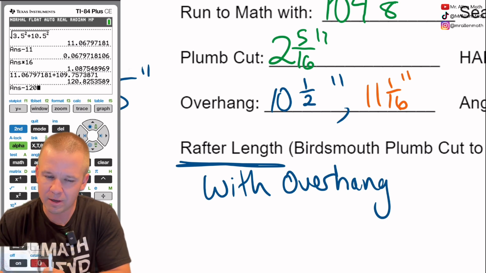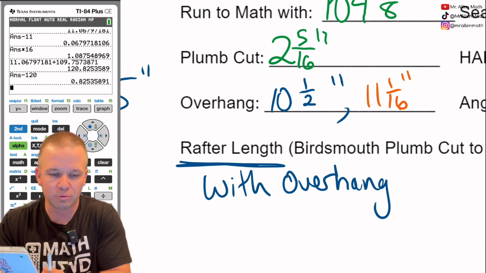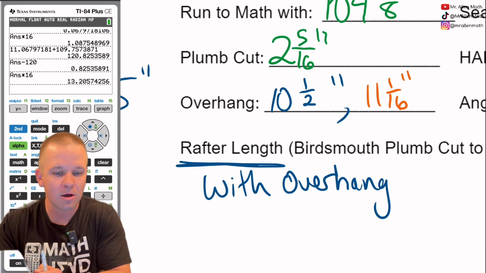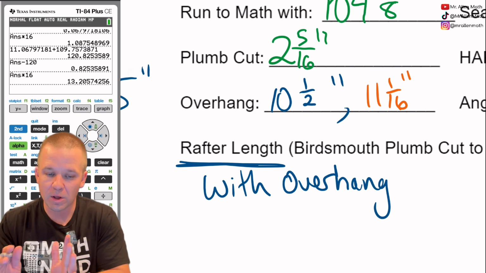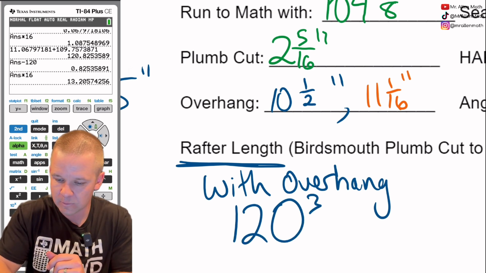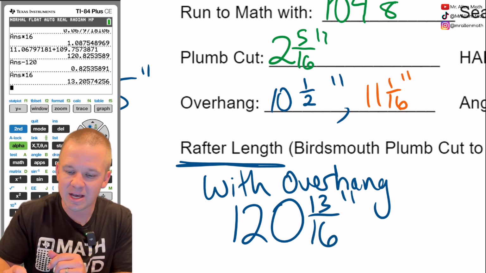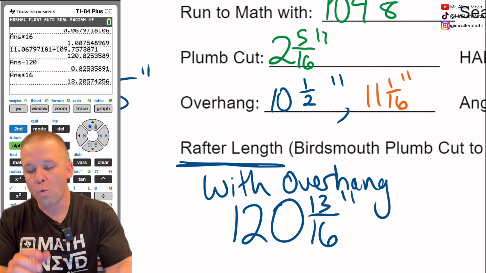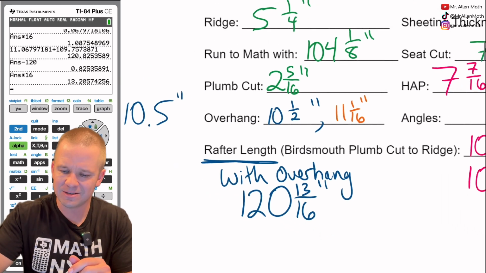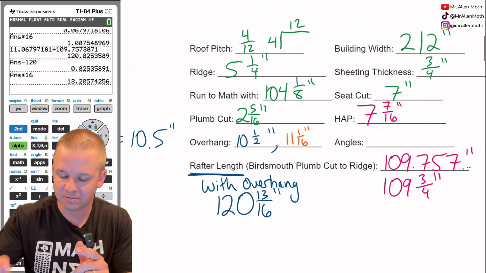Okay, it's really close to 7/8, but not quite, because that's 875. So subtract 120 times 16. We have 13 16ths. So 120 and 13/16 inches is my Rafter length with the overhang. Nice. Now, let's finish this thing off.